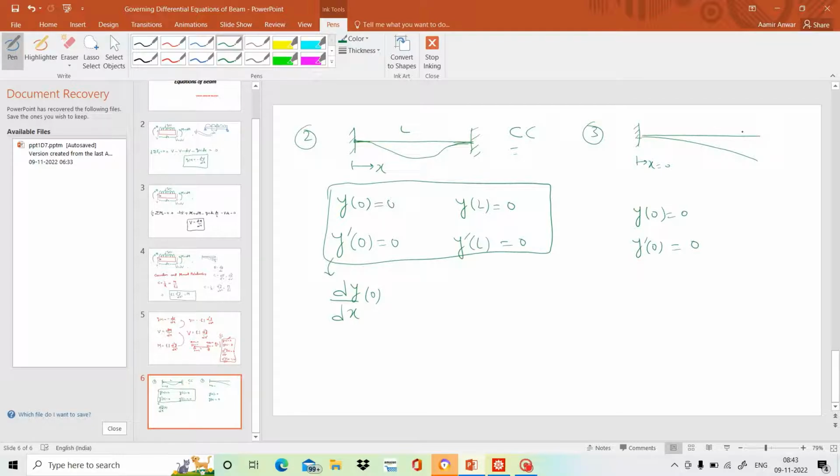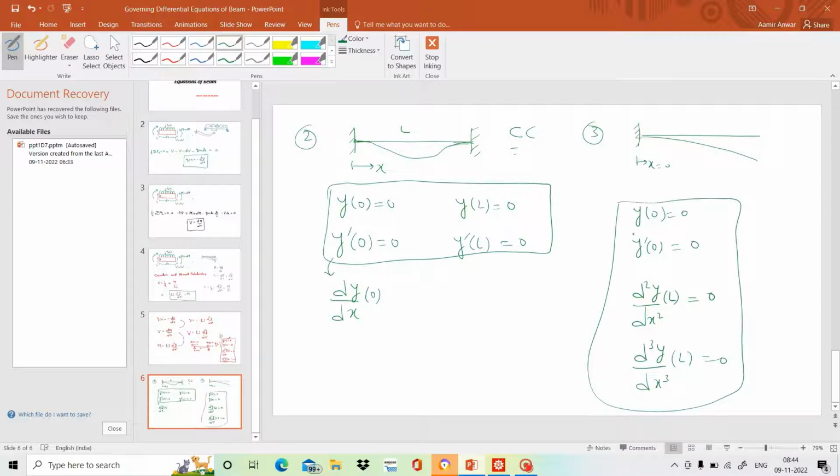If we draw the diagram, we can understand that the shear force and bending moment at the free end of a cantilever beam are 0. Therefore, we can say d2y by dx square at x equals L is 0, and the shear force, that is d3y by dx cube at x equals L, equals 0. So these four boundary conditions are required for this cantilever beam to get the results.